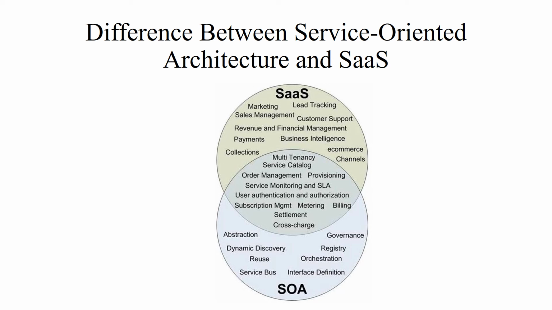Software as a service has its own things to do with marketing, sales management, lead tracking, customer support, revenue and financial management, payment, business intelligence, e-commerce, channels, collection. And service oriented architecture has different things from software as a service, such as abstraction, dynamic recovery, reuse, service bus, governance, registry, orchestration, interface, definition.